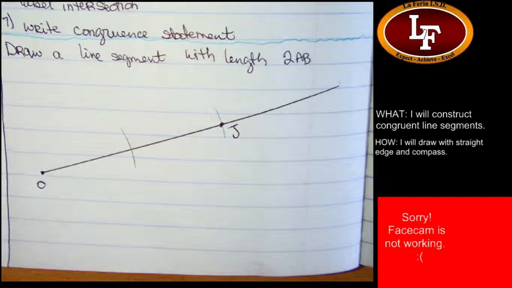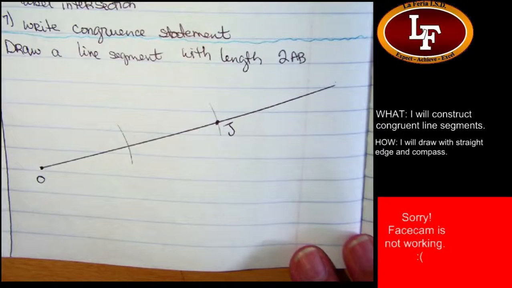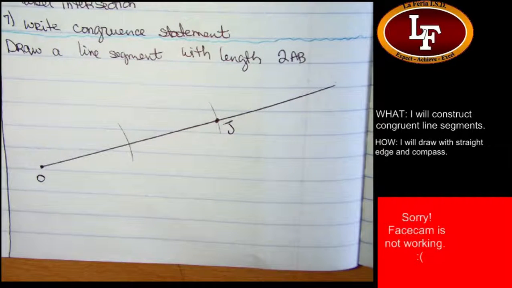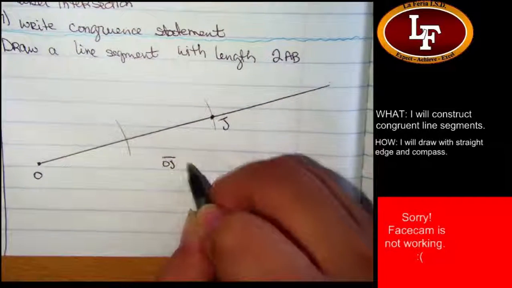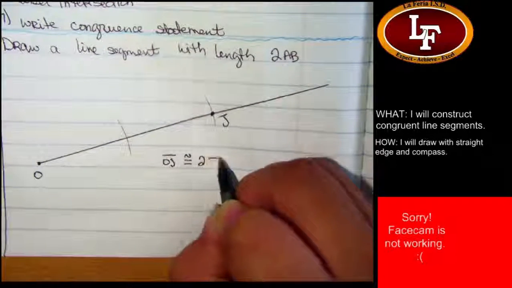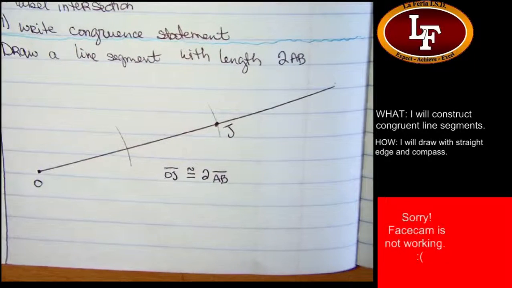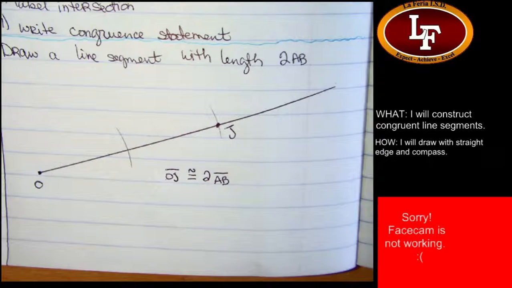All right, let's write our congruent statement. Now this is going to look really weird because this segment OJ doesn't have a congruence mark on this paper, does it? But we can say that line segment OJ is congruent to 2 line segments AB, which seems a little weird, but we can say that. Any questions on constructing congruent line segments?